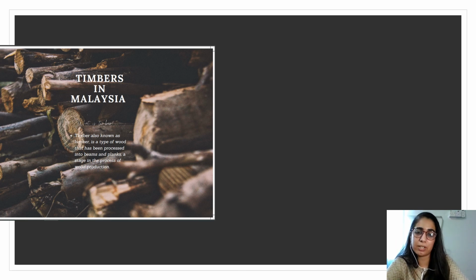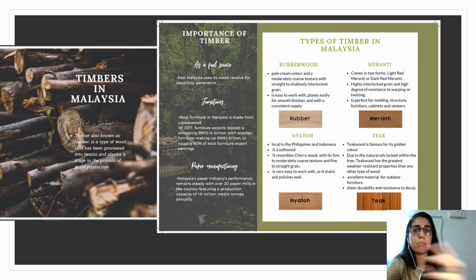How do you prepare a brochure? Timbers in Malaysia, what are timbers? And the importance and the types of timbers. The types of timbers we have here: rubber wood, meranti, nyatoh, and also teak. And also the importance of timber, as fuel source, and for furniture, and also paper manufacturing. So that's why we need all this kind of timber. There are actually more. If you do your research, you can get more.